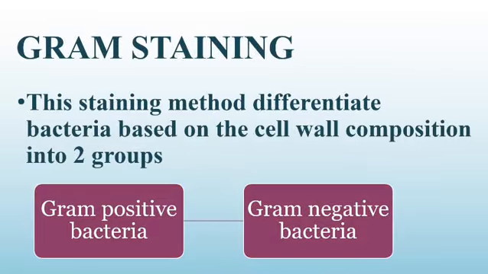Speaking about gram staining. This gram staining was discovered by the scientist named Hans Christian Gram. In order to honor him, the name gram staining was given to this technique. This method is used to differentiate bacteria into two basic categories, that is gram positive bacteria and gram negative bacteria, which is solely based on the composition of their cell walls.